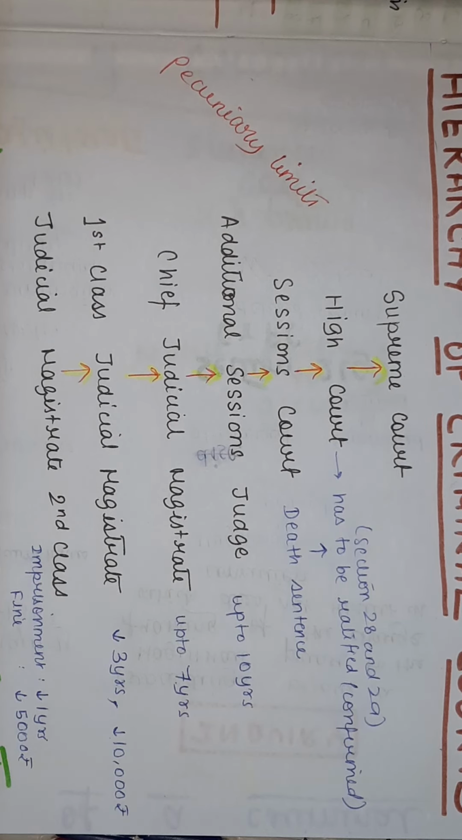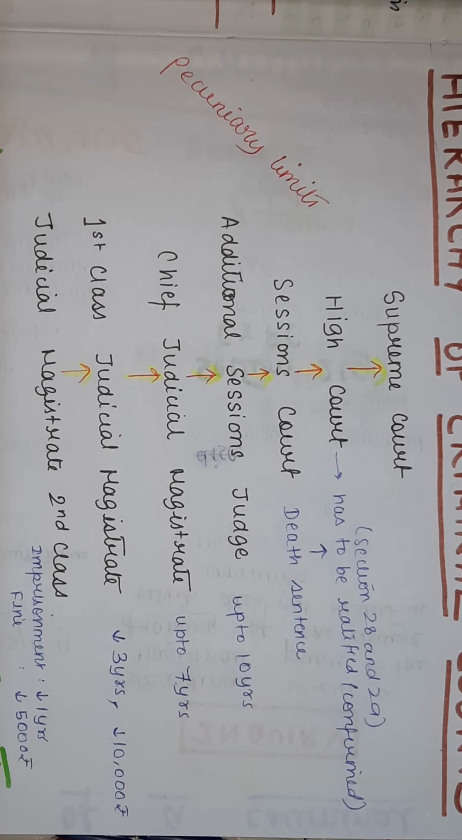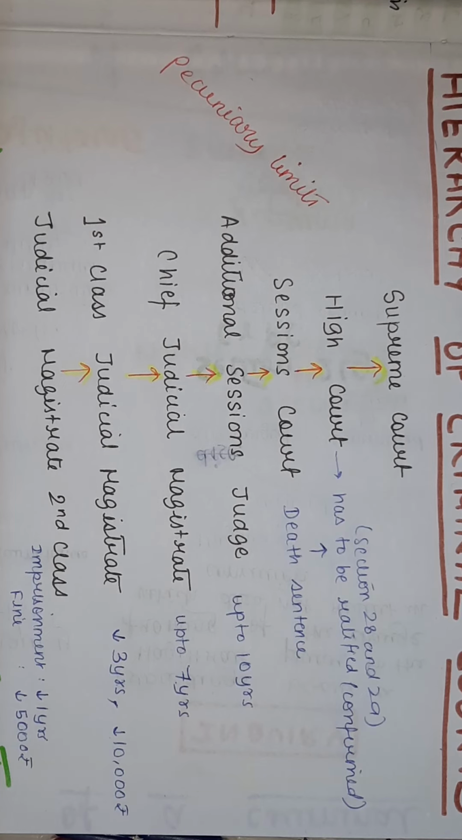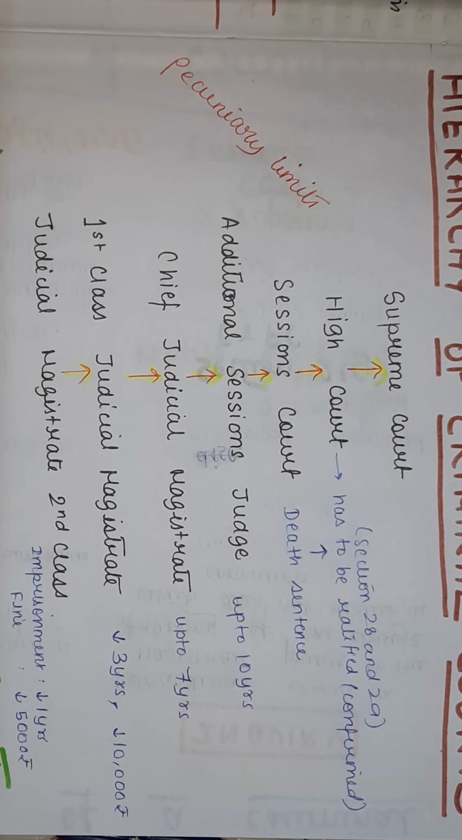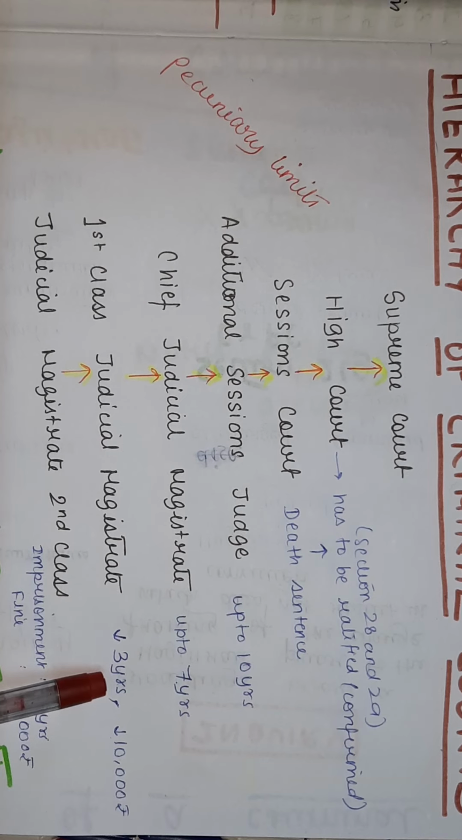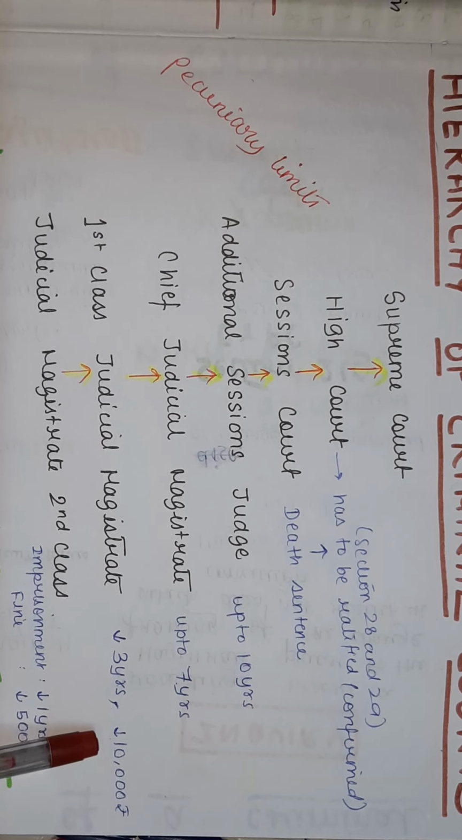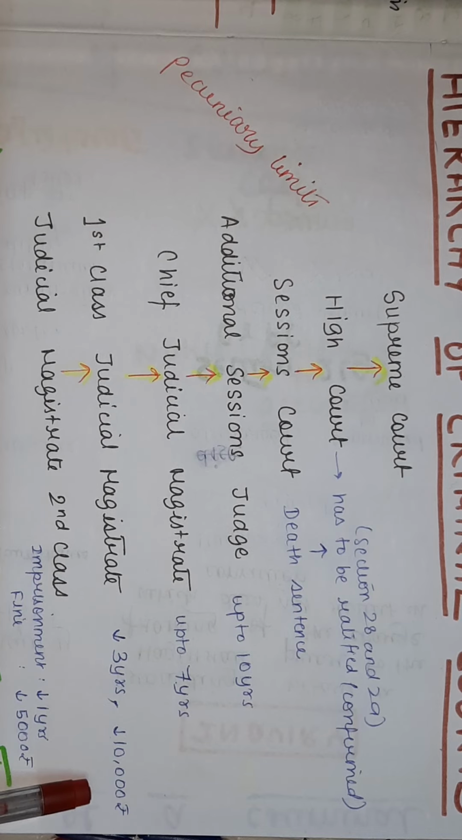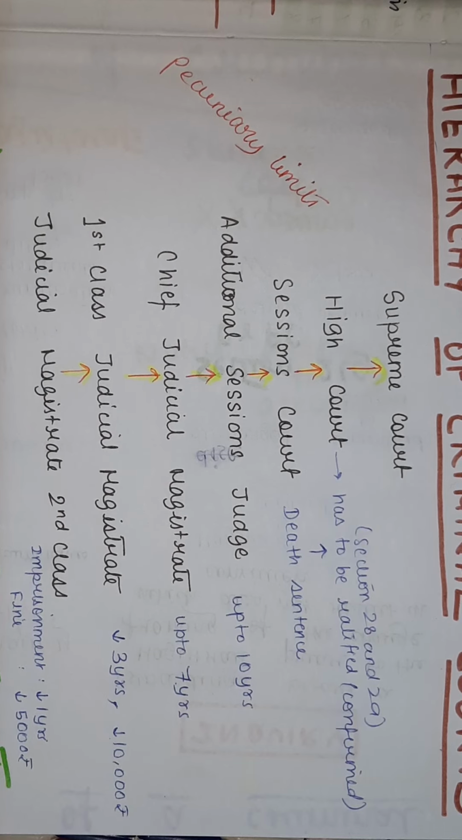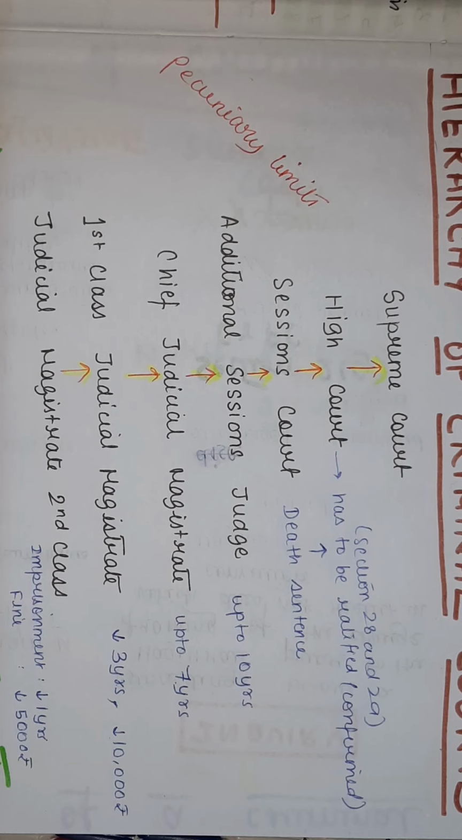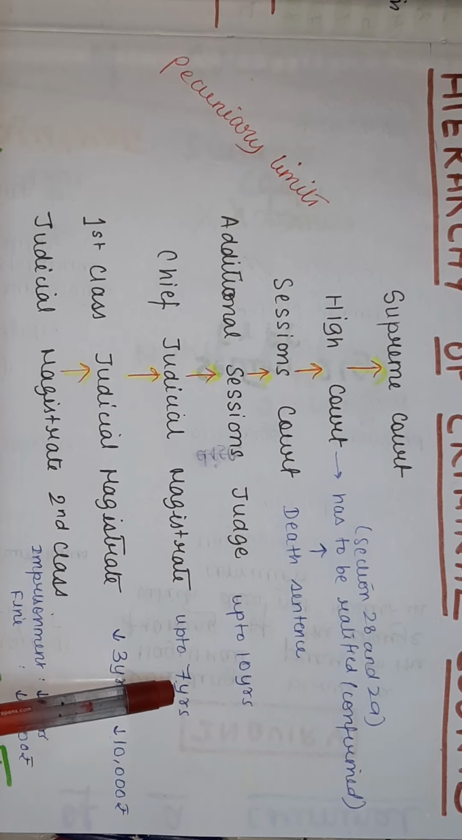Now, above the Judicial Magistrate Second Class, we have the First Class Judicial Magistrate, and he or she is competent to try cases which relate to offences punishable with imprisonment not exceeding 3 years and with fine not more than 10,000 rupees. Above that we have the Chief Judicial Magistrate. He can impose any fine. There is no limit on the fine, and he can impose punishments up to 7 years.